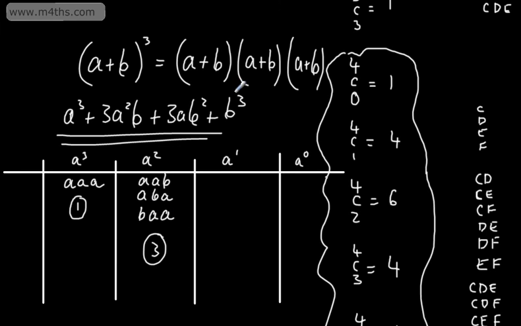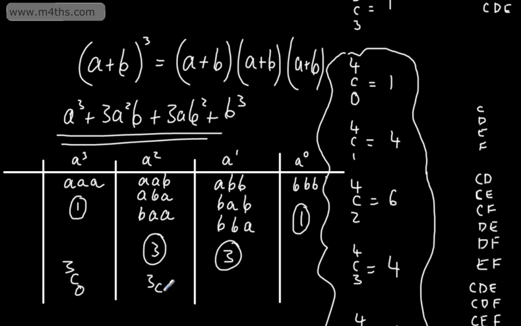What about a to the first? Well, if we consider, I could have a in the first one, then b and b. I could have on the next one b, then a, then b. And finally, I could have b, b, and a. Well, there are 3 ways which I could generate a term in a to the first. Now, if we look at a to the 0, well, avoiding a is just b times b times b, and that is going to give us 1.